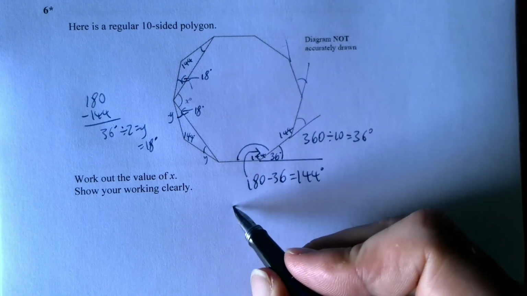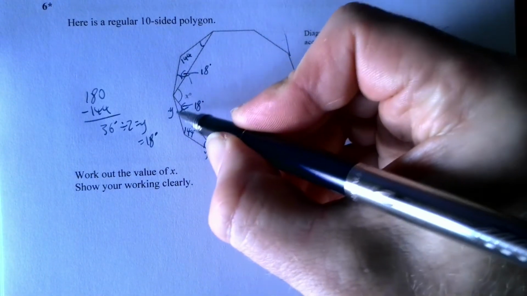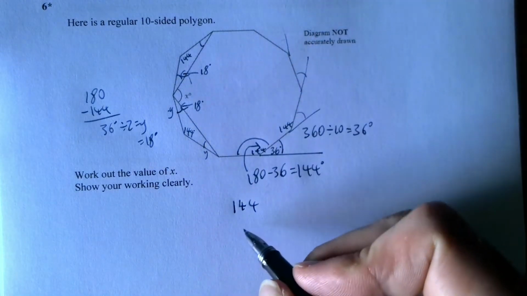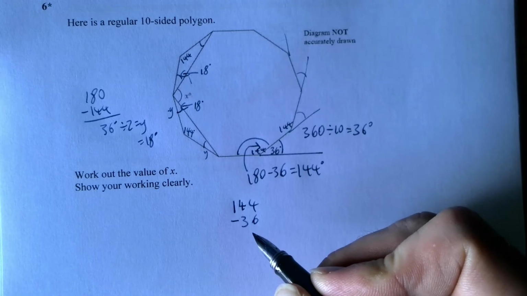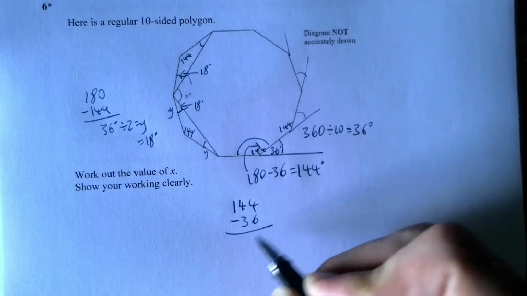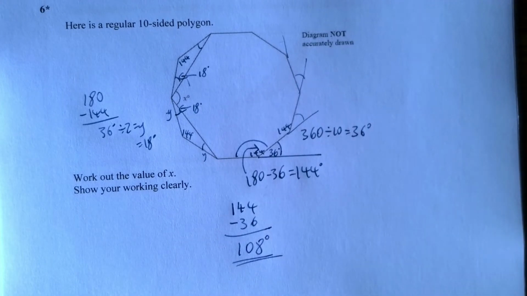Well, I know 2 18s are 36, so I'm going to do 144, because that's all of the interior angle, take away 36 is giving me 108 degrees. Now, you might have found a different way there, but as long as you've shown what you've done and you've got 108, you've got 4 marks.